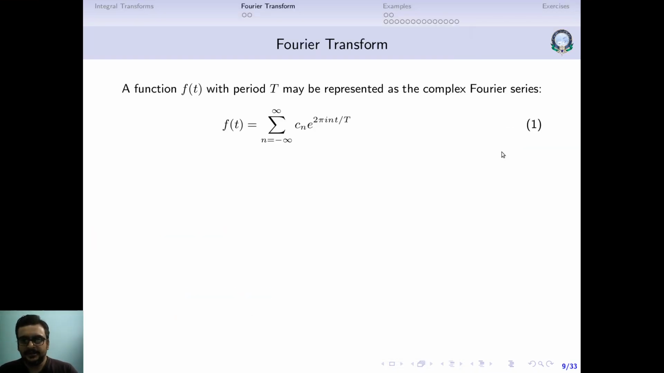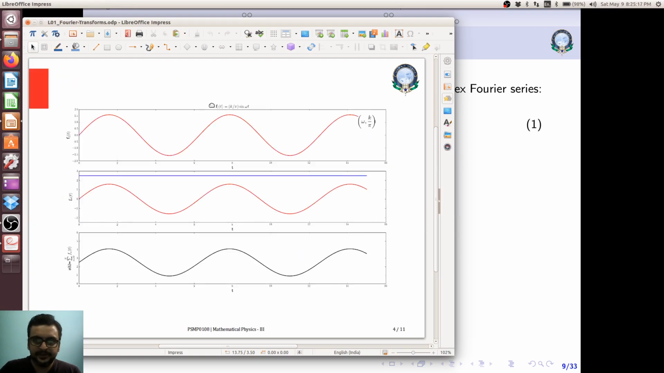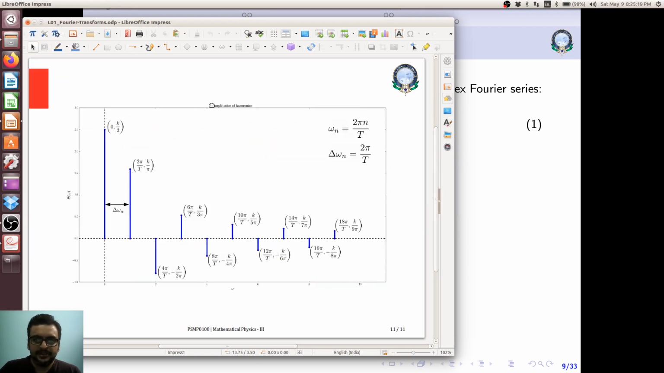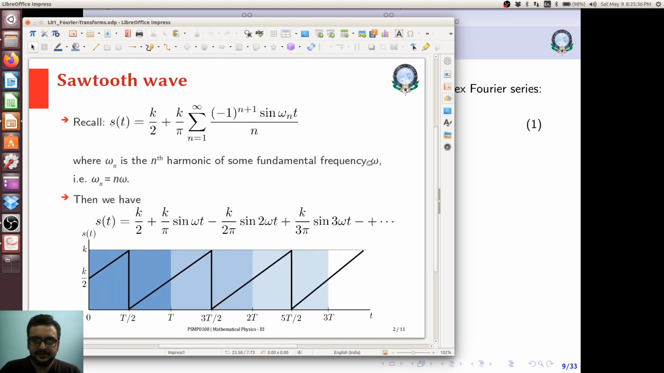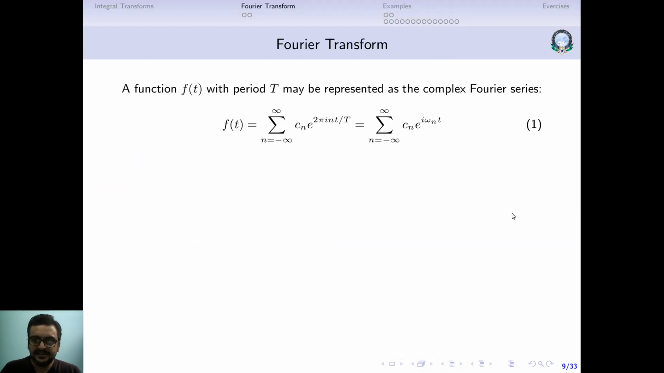Coming back to this, let's say I have a function f of t. What you need to take from here is this expression: the frequency jump, from one term to the next term, the difference in the frequency is given by 2 pi by T, where T is the time period of this function. This will come in handy.